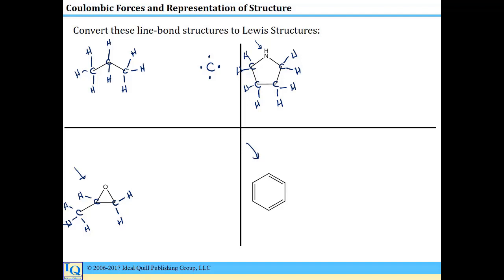In a case of this structure, a compound called benzene, anytime you have a bend in the line or a change in bonding, fill that in. Every carbon in this structure already has 3 bonds, a double bond and a single bond. So each one only has 1 hydrogen. And now you've got the correct Lewis structure from the line-bond structure of benzene.